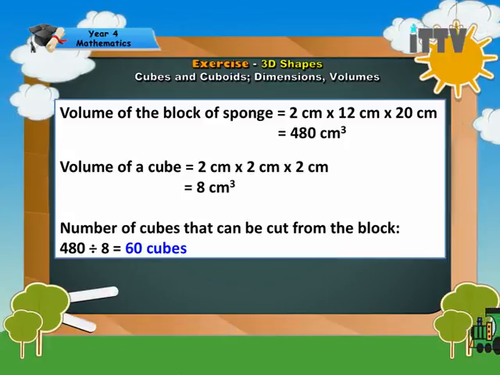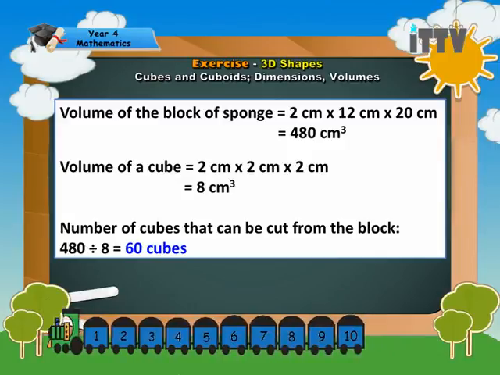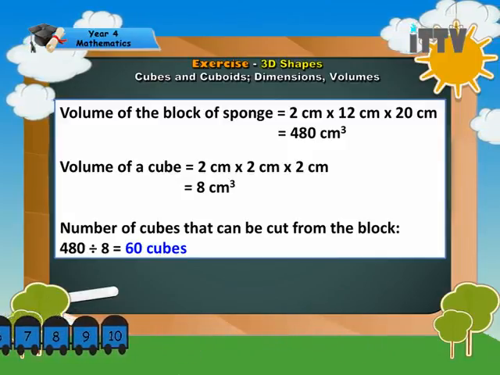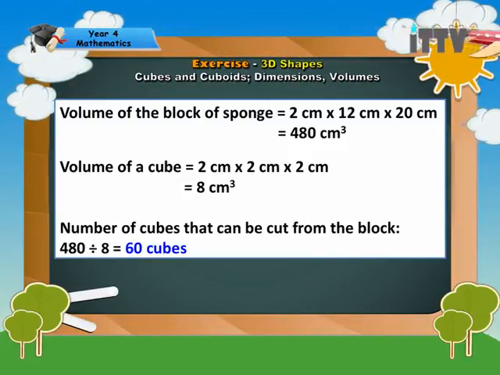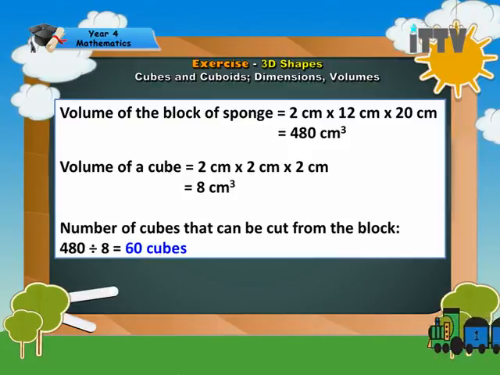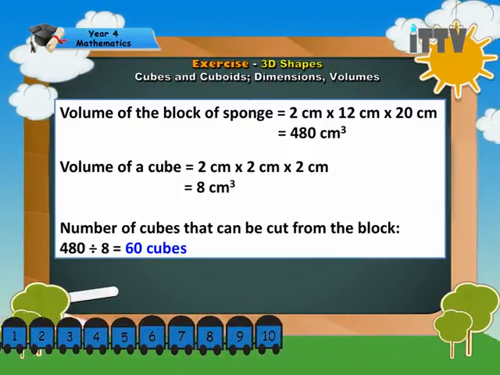To find out the number of cubes that can be cut out from the block, now number of cubes is a whole number, that means there is no unit. We just take the whole numbers, yeah? 480 for the whole block of sponge divided by 8, the volume of 1 cube, alright? Now that will give us 60. That means we can cut out 60 cubes from the whole block of sponge.